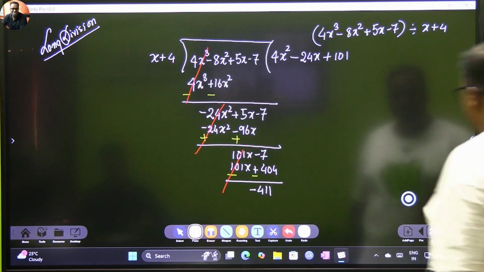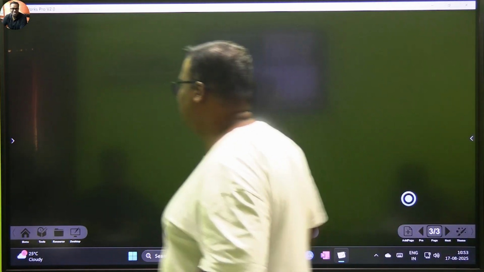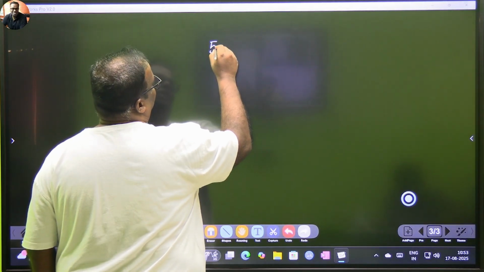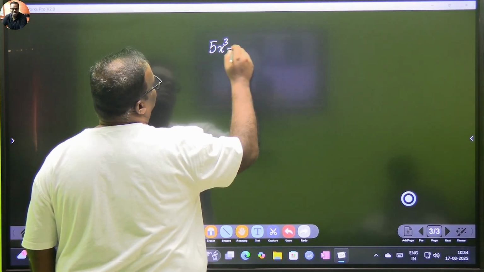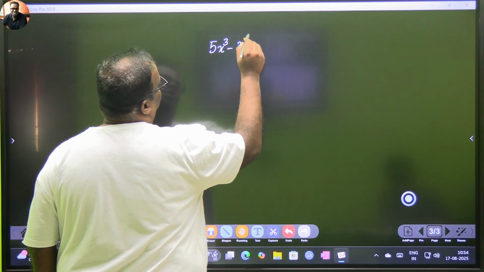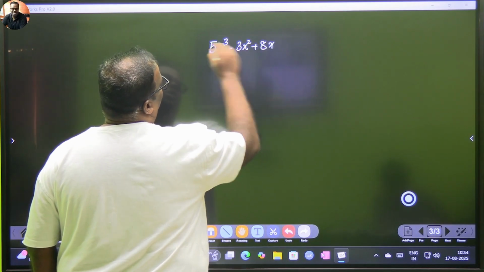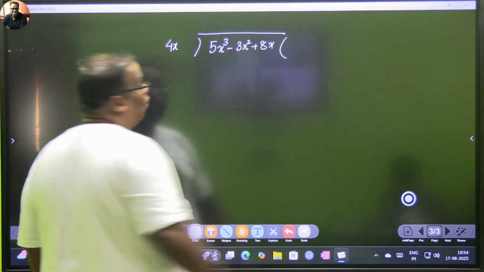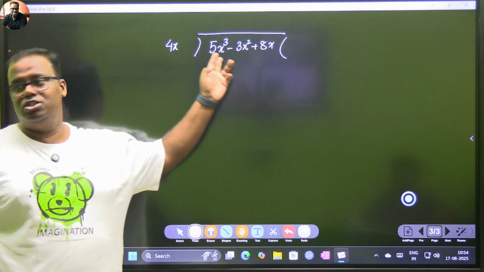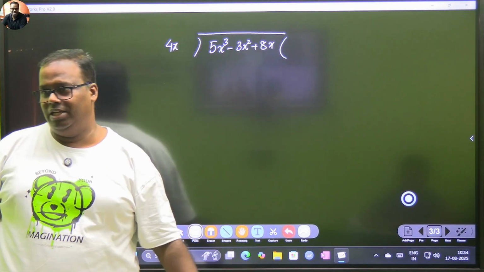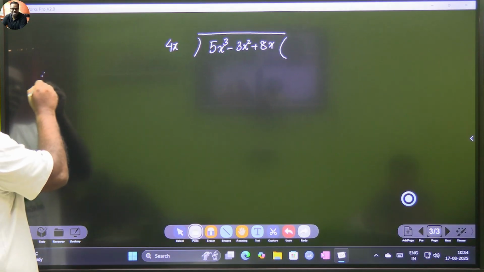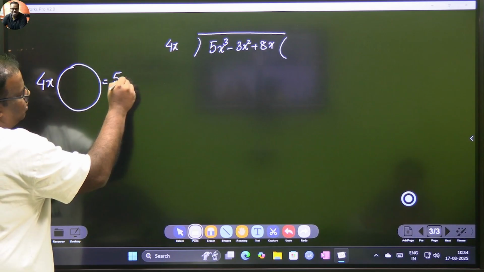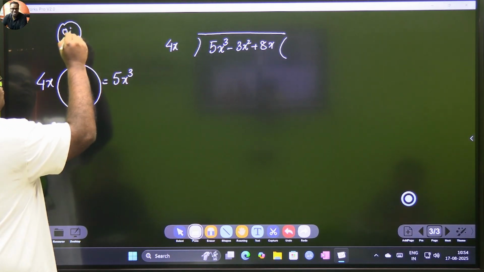If everything was so easy, then they should have given us only a copy button. Tell me the question. Dividend: 5x cube minus 3x square plus 8x. You are dividing this with just a single 4x. Now all of you can see the problem: a 4x does not kill a 5. 4 cannot kill a 5, right? So our job is, we have got a 4x and we need to multiply with something so that we get a 5x cube.